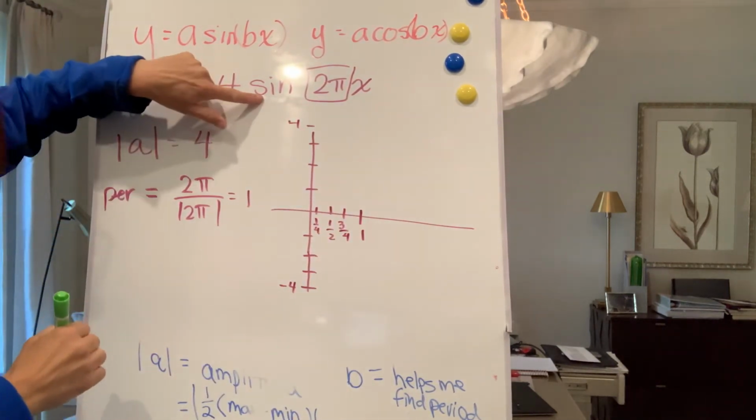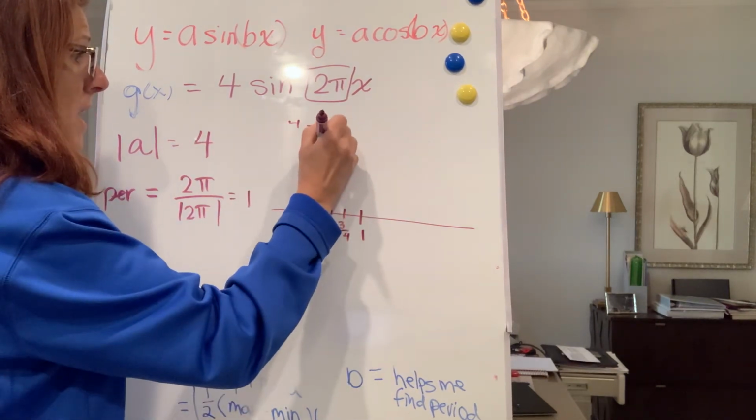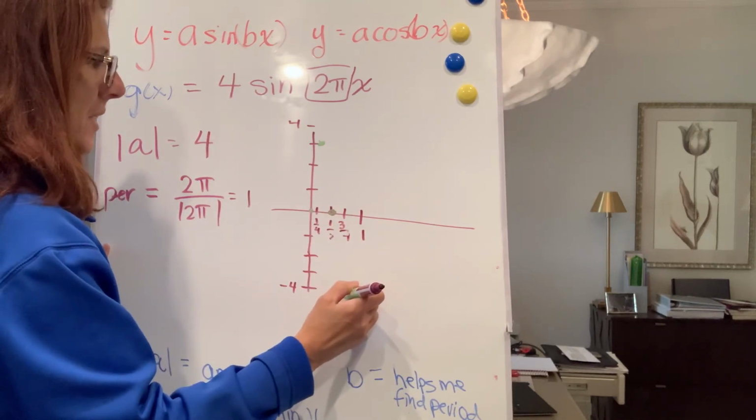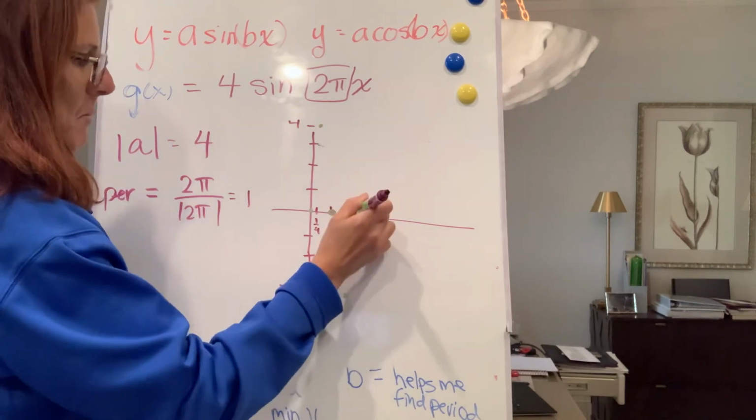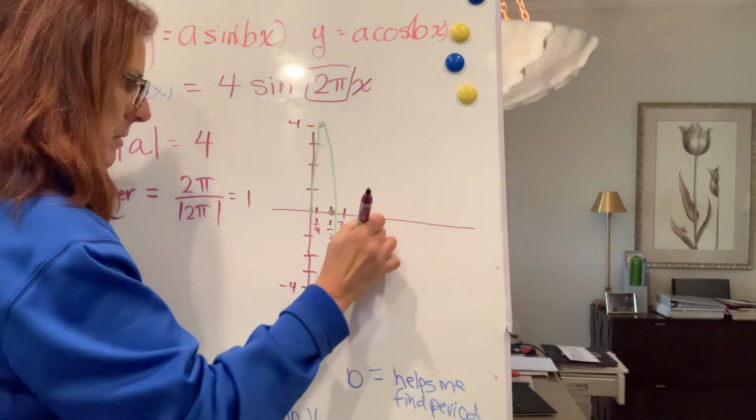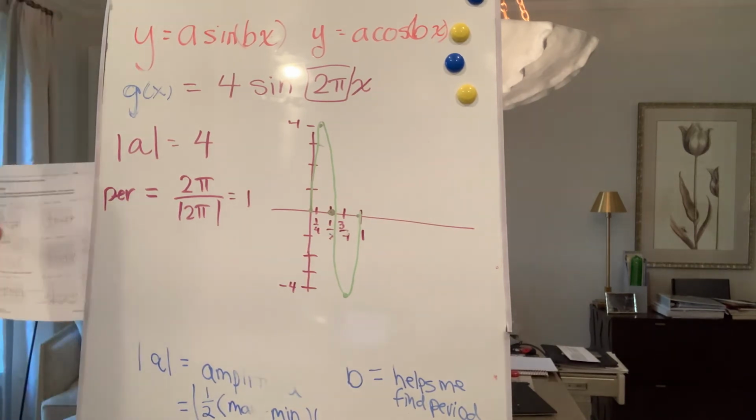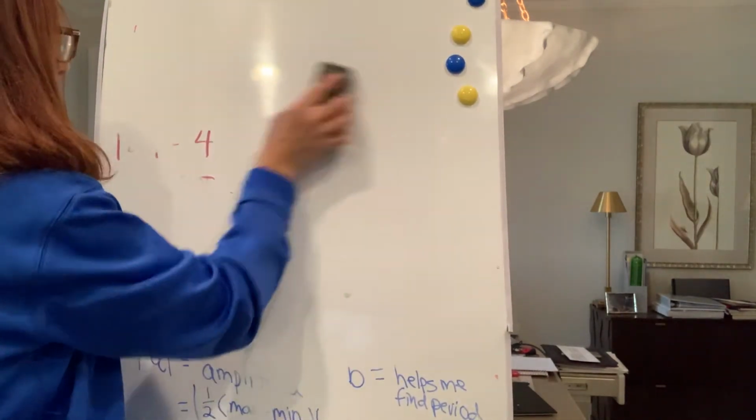So this is sine. So sine starts at 0. It's going to go up to 4, down to 0, down to -4, and back up to 0. So it's going to go up and down and back up again. All right, I'm going to do one more example, and then you'll be done.